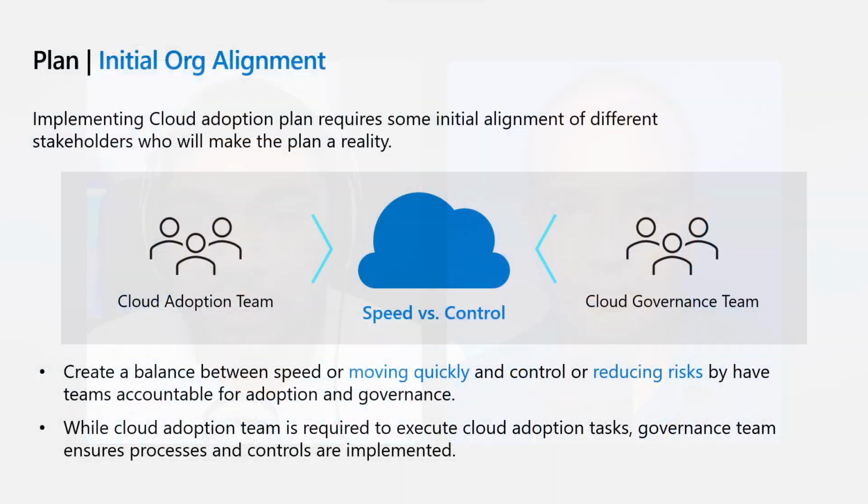So that's why there's going to be friction in the beginning, because the cloud governance teams want to enforce all of these controls from the get-go. The cloud adoption team wants to move everything as fast as possible. So you need to have the balance, or the mutual agreement, between the two teams, cloud adoption and cloud governance.